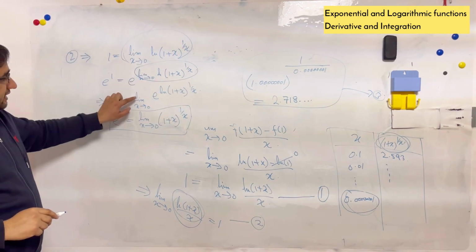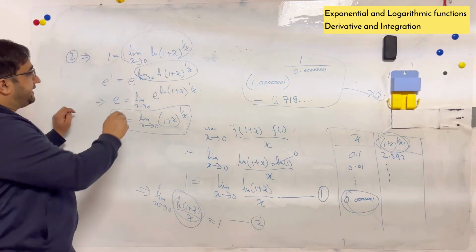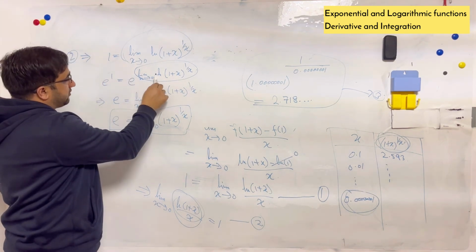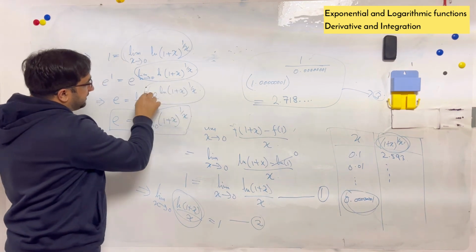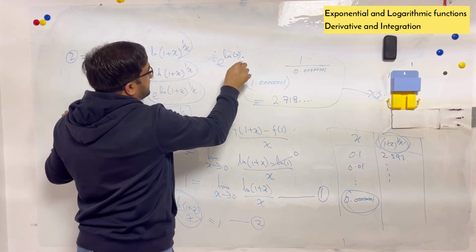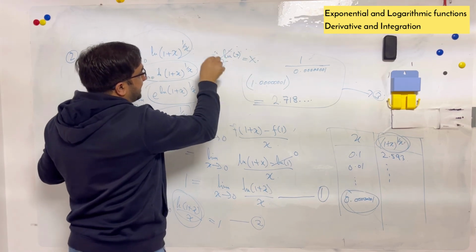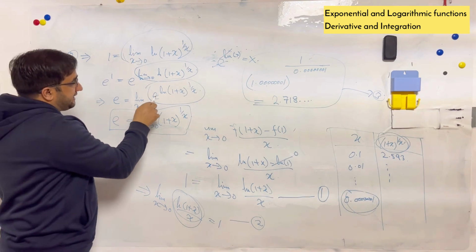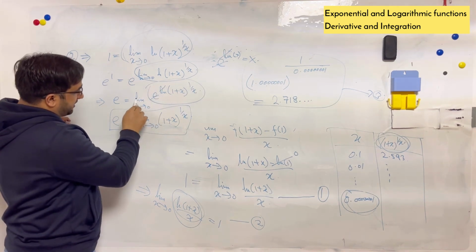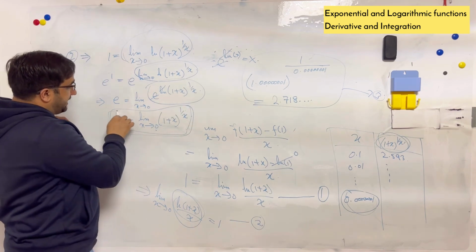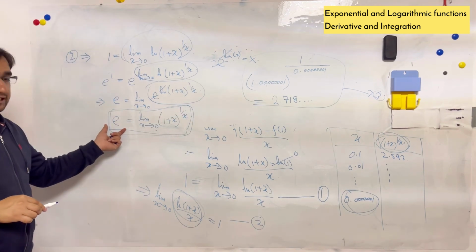Now the limit you can take outside, e goes inside. When e goes inside, you know that e raised to the power ln of x is equal to x, because e and ln cancel with each other. So here e and ln cancel with each other, so this becomes limit x approaching 0, 1 plus x raised to the power 1 over x, and this is equal to e.